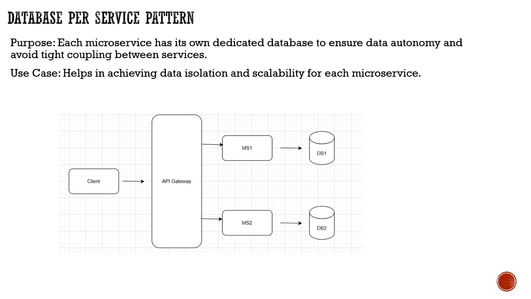You must have heard that each microservice has its own database. Basically, it has its own dedicated database, so that it ensures some data autonomy and also avoids tight coupling between the services. This achieves data isolation as well as scalability when required for each microservice, so it will not be restricted when a lot of requests are coming. If you see here, the client is there, the API gateway is there, and from it there are two microservices, each having its own database.